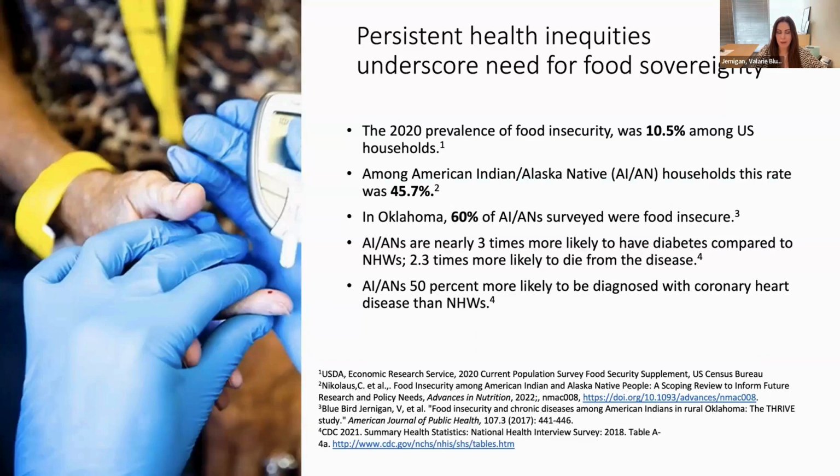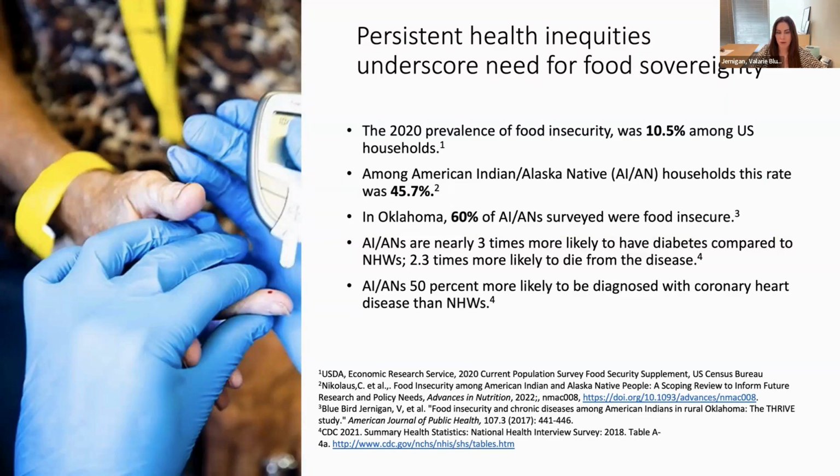And the underlying drive to address persistent health inequities is really what prompted us to do this work. The 2020 prevalence of food insecurity in the US was about 10.5% among the US general population. And you can see among American Indian and Alaska Native households, that's 45.7%. So it's a significant disparity. In Oklahoma, that rate of food insecurity is 60%.